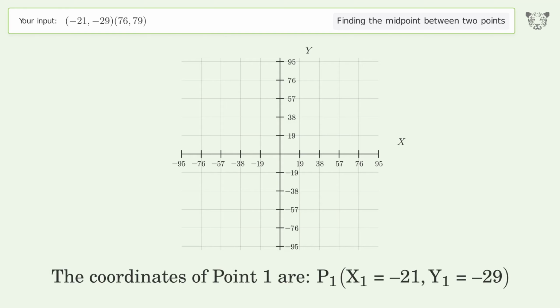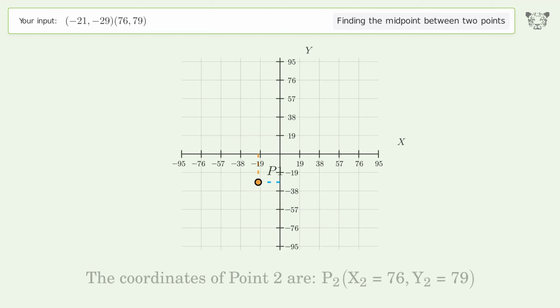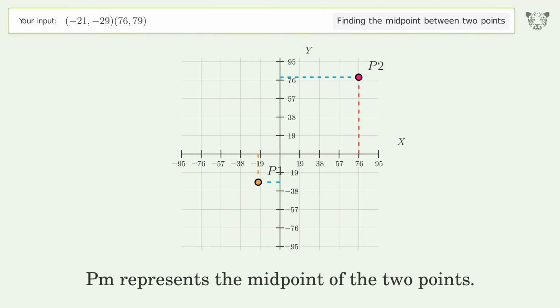The coordinates of point 1 are, x1 equals negative 21, y1 equals negative 29. The coordinates of point 2 are, x2 equals 76, y2 equals 79. PM represents the midpoint of the 2 points.